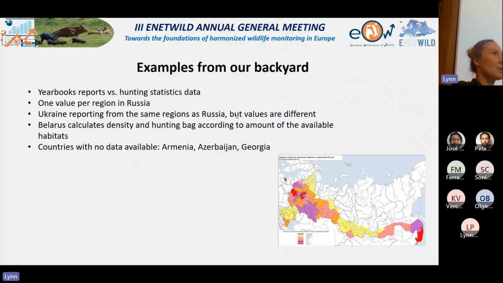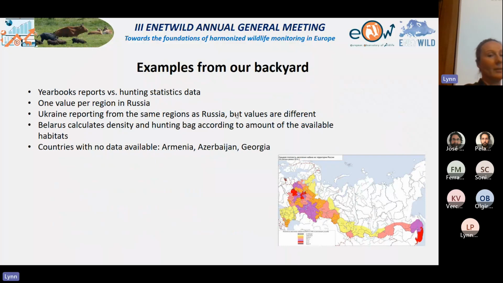Our region also has quite problematic countries apparently, because for example, when the conflict between Russia and Ukraine started, we got reports about values from Ukraine and from Russia for the same territories as well. And the values were totally different. Maybe this is not only on the between-country level, but sometimes if you have hunters reporting and NGOs reporting and the areas are overlapping, what to do, what to choose as more reliable data?